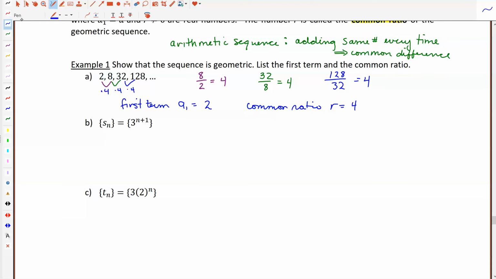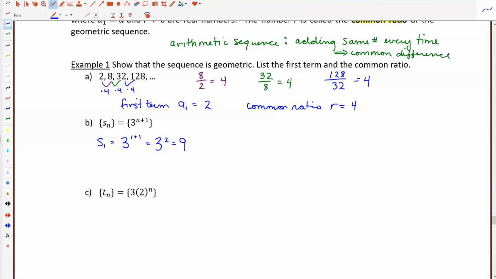In our next example, we're given our sequence explicitly. We're told that s sub n is equal to 3 raised to the power of n plus 1. First, let's get that first term. So s sub 1 is going to be equal to 3 to the 1 plus 1 power, or 3 squared, or 9. So our first term is 9.